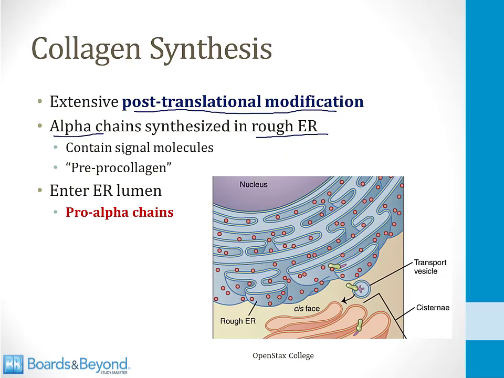The process begins by synthesis of alpha chains on the ribosomes in the rough endoplasmic reticulum. These alpha chains contain signal molecules, and they are referred to sometimes as pre-pro collagen. The signal molecules direct the alpha chains into the lumen of the endoplasmic reticulum, and at this point they are referred to as pro-alpha chains.